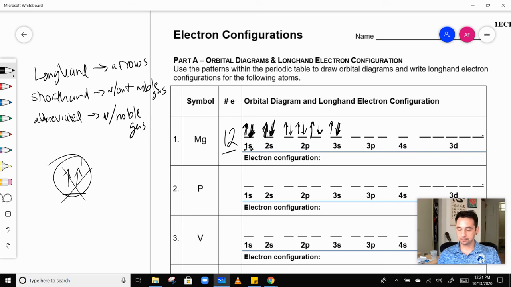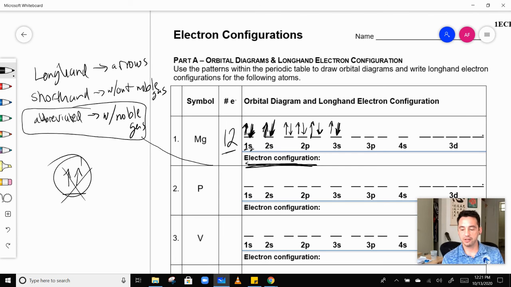Okay, so next, at the bottom here, they want you to do the actual electron configuration. If they just ask for electron configuration, in the AP, it's okay to always do the abbreviated. I'm going to do the shorthand, and then I'm going to show you what the abbreviated would be. Okay, so the shorthand would be 1s.